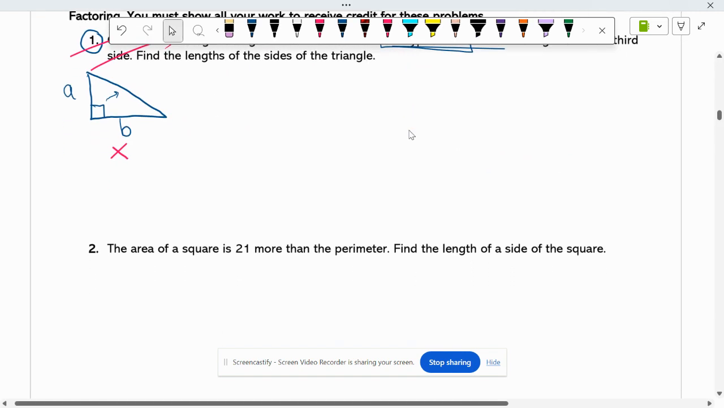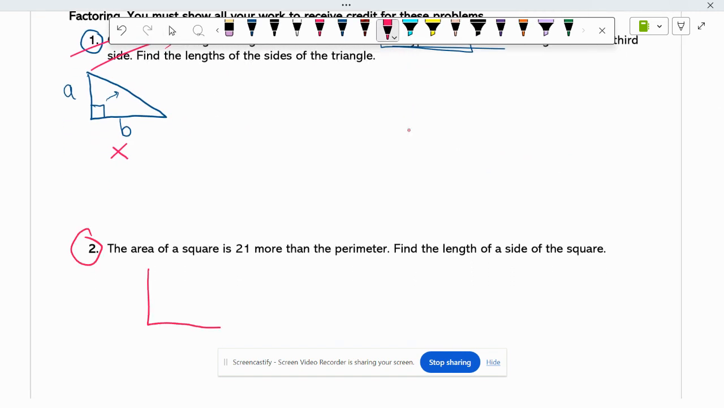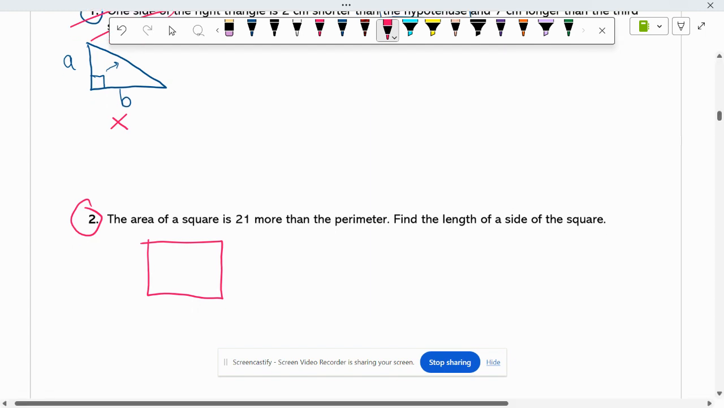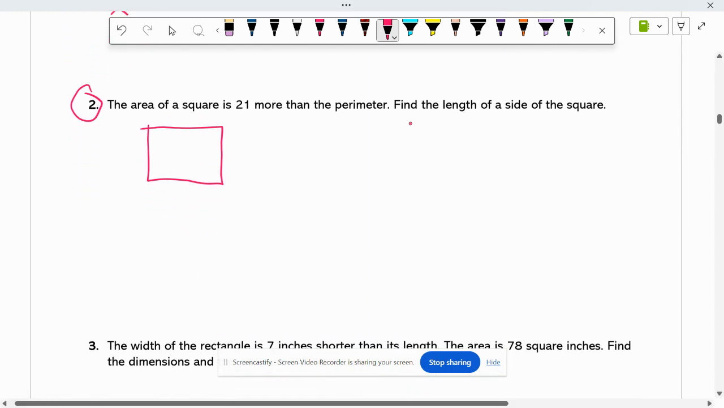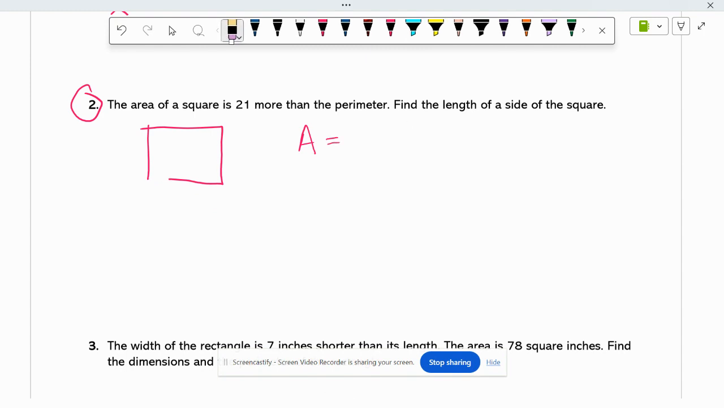Go to number 2. You have a question about the area of a square and the perimeter of a square. So let's talk about the area of a square. How do I find the area of a square? We just did this. If we call it side, s squared, or if we call the measurements x, we're taking both sides and squaring it, right? Because these are the same. So the area of a square is x times x, which is x squared.